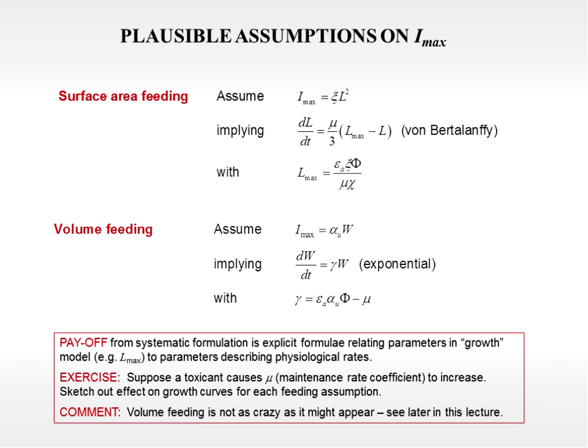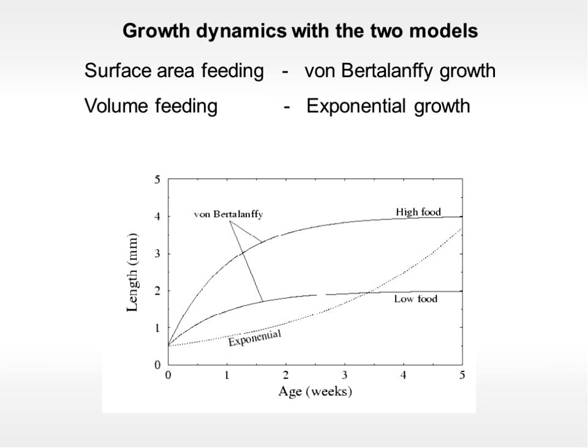So I hope you were with me to the point where I finished up talking through this slide. I talked in detail about surface area feeding. I mentioned volume feeding. I talked about the payoff from the systematic formulation being that we could relate the parameters in a phenomenological model to underlying physiological rates. I mentioned this challenge of thinking about how a maintenance rate affected both parameters, and made this comment that volume feeding was not quite as silly as it might appear.